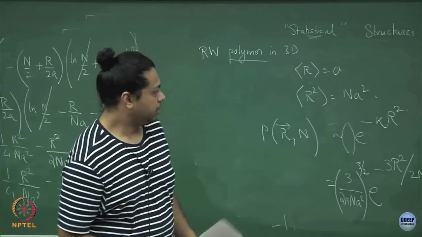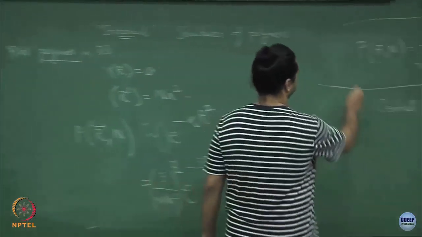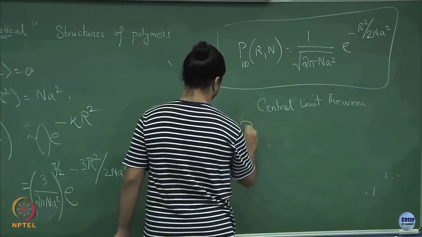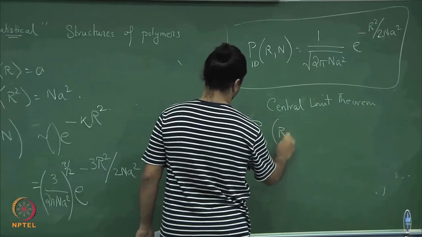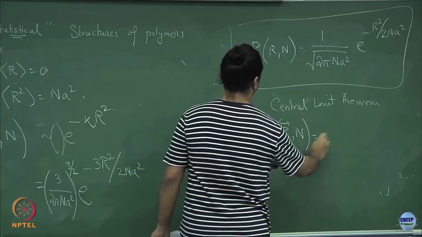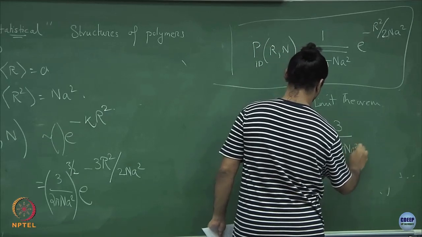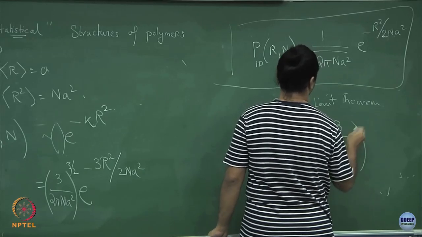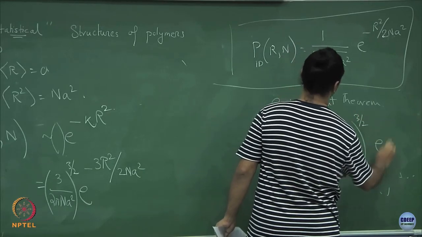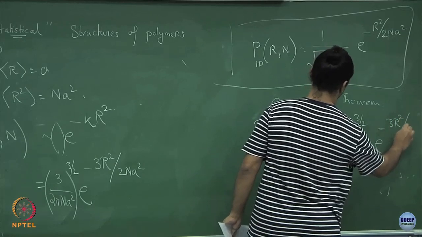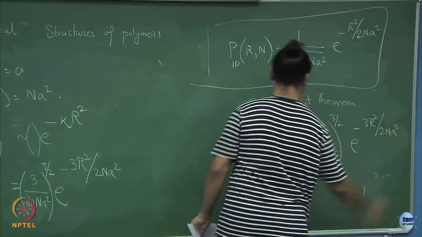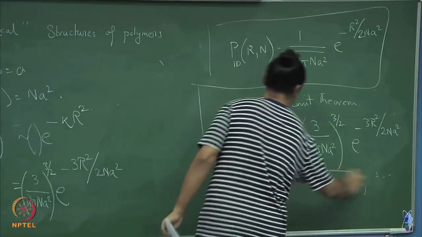Okay. So, this is one thing. Let me just write this is P1D and let me keep this P3D as well of the end to end vector is 3 by 2 pi n a square to the power of 3 halves e to the power of minus 3 r square. Okay. This is in 3D.